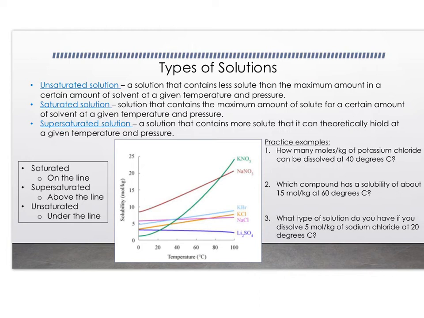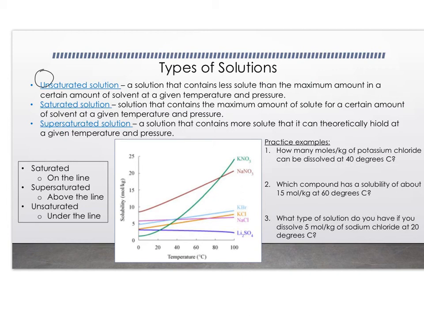Okay, so the last 3 types of solutions, so we had electrolytic and non-electrolytic. Now we have unsaturated, saturated, and supersaturated. An unsaturated solution is a solution that contains less solute than the maximum amount in a certain amount of solvent at a given temperature and pressure. So this means it's underneath that maximum amount.